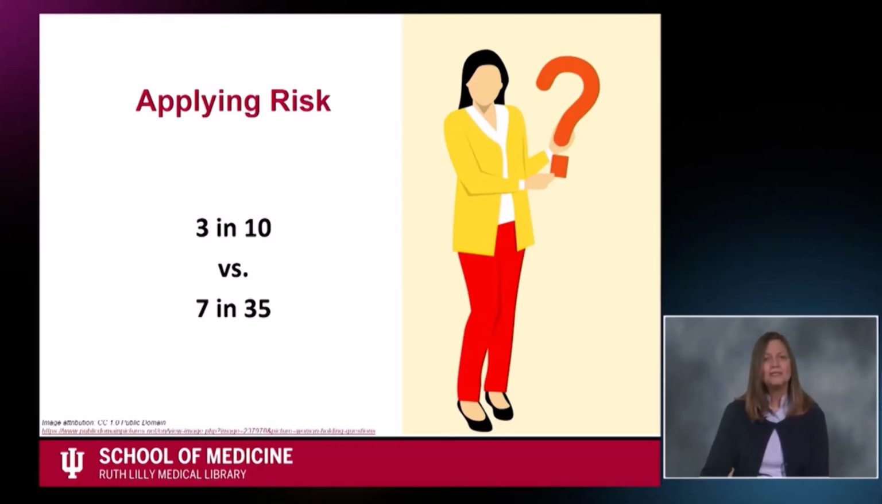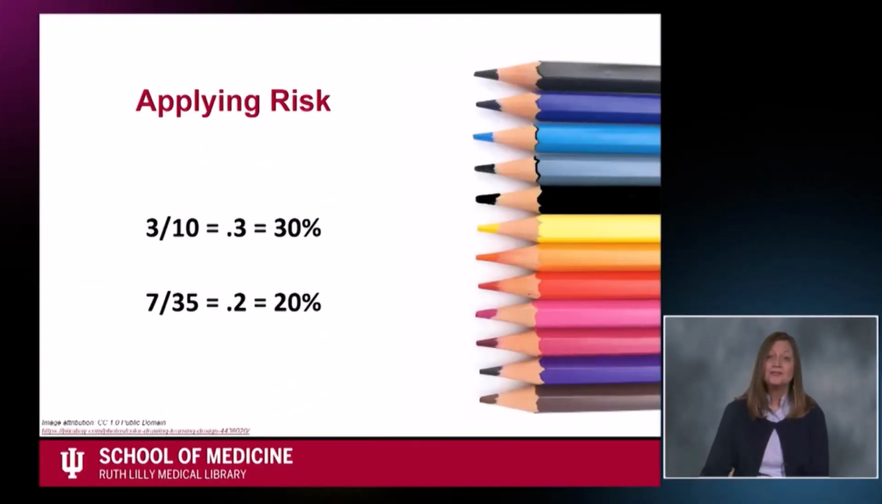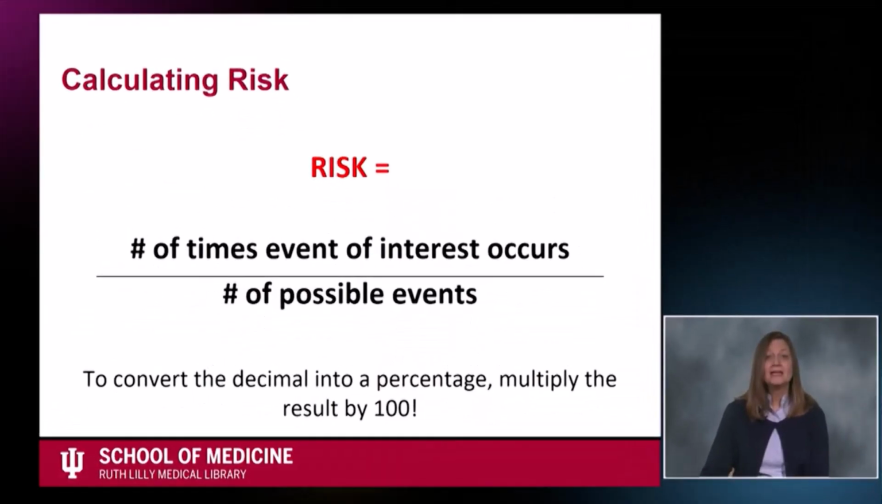However, what about 3 in 10 compared with 7 in 35? Which is the higher risk? You are correct if you chose 3 in 10. However, figuring this out was a bit more difficult. This is why risk is often presented in percentages. Because the denominator is the same, 100, the percentages can easily be compared. The formula for risk as a percentage is the number of times an event happens divided by the number of possible times an event could happen, times 100.